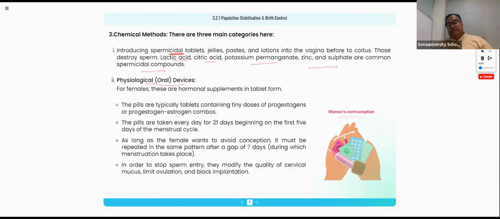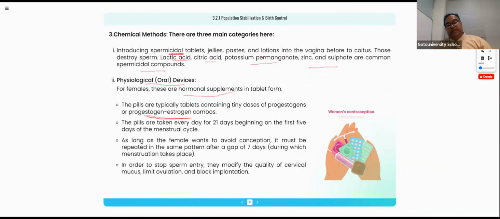For females, the hormone supplements are given in tablet form. I already told you the chemical methods. An acidity-giving molecule creates issues for the sperm, right? So that the concerned couple will not get proper consummation. The pills having hormones are given more correctly. The hormones deviate the implantation.